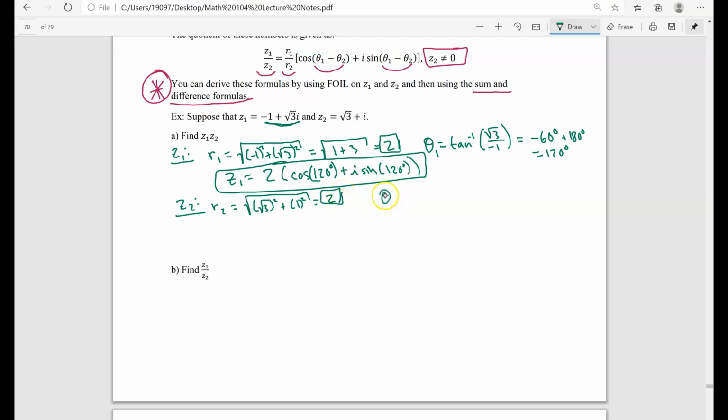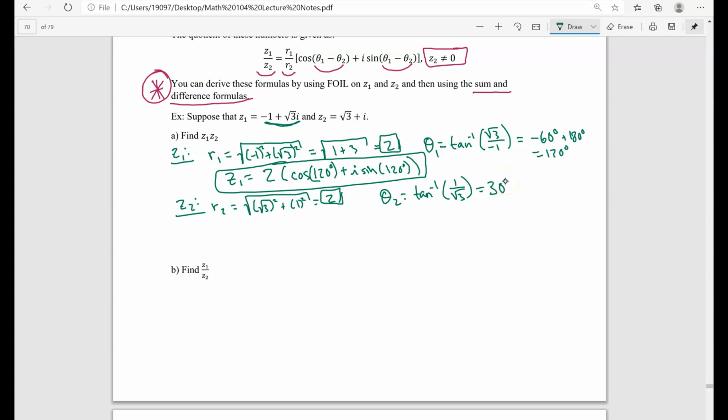Here we want to find theta 2. That's going to be the inverse tangent of y over x, which in this case is 1 over square root of 3. Now this is a little bit different because we're not looking at square root of 3 over 1. So we're going to look at the inverse tangent of 1 over square root of 3, and that's just going to give me 30 degrees.